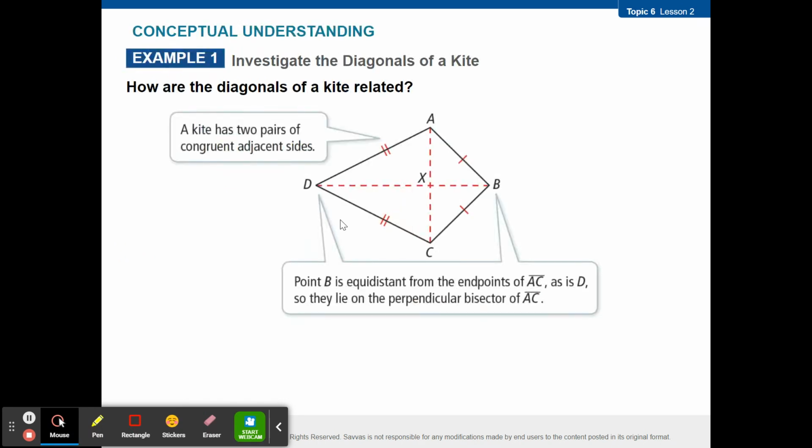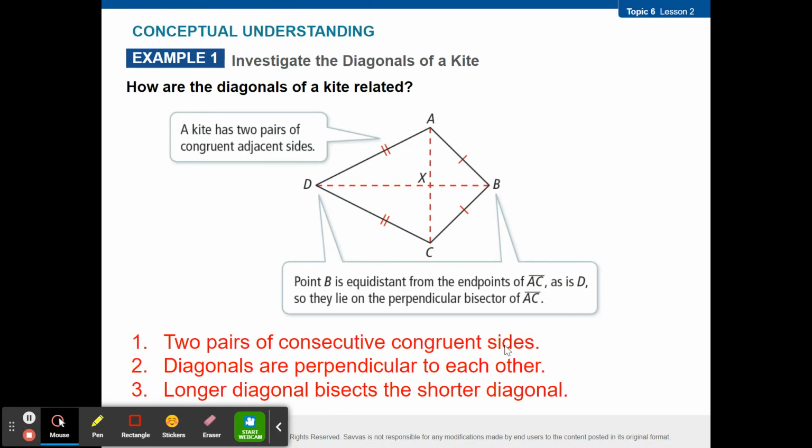All right, so example 1, investigate the diagonals of a kite. How are diagonals of a kite related? So we have a kite has two pairs of congruent adjacent sides, and here point B is equidistant from the endpoints of AC, as is D. So they lie on a perpendicular bisector of AC. So these are the three that deal with just the diagonals. Two pairs of consecutive sides are congruent. Diagonals are perpendicular to each other, and the longer diagonal bisects the shorter diagonal.